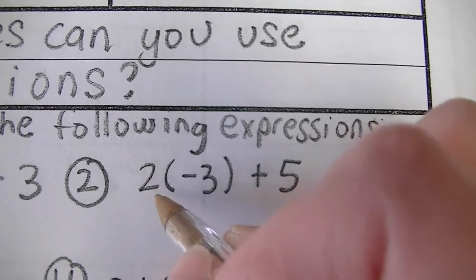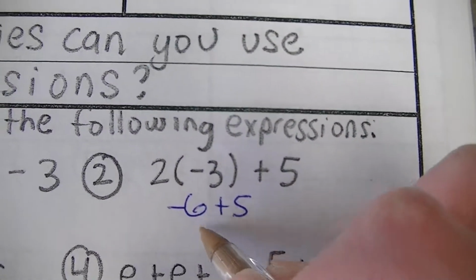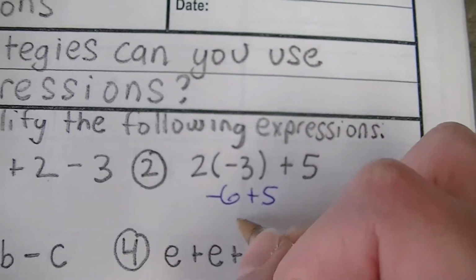It's next. So 2 times -3 is -6. Then bring down that plus 5. From there, you add and subtract from left to right, and -6 plus 5 is -1.